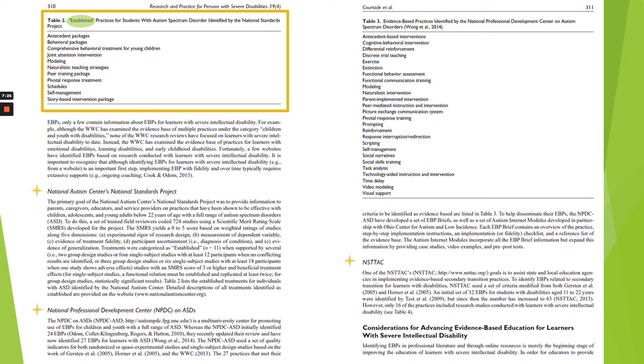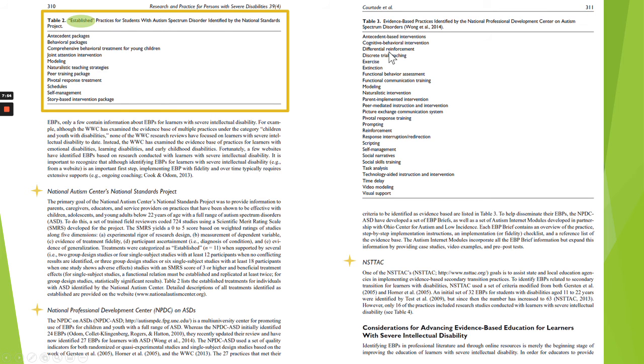Although I want to point out that this article was published in 2015. It is important to be mindful of when the article was published, especially when looking at things like established practices, because it is possible that in the years since its publication, there have been more studies conducted on these practices that may now consider some of these practices, again, evidence-based.